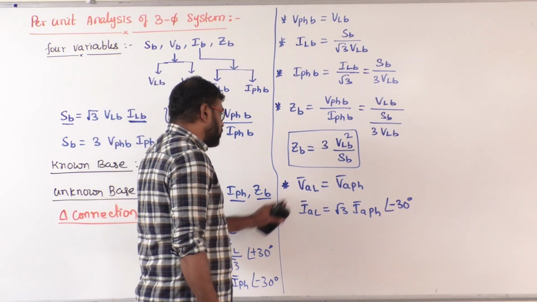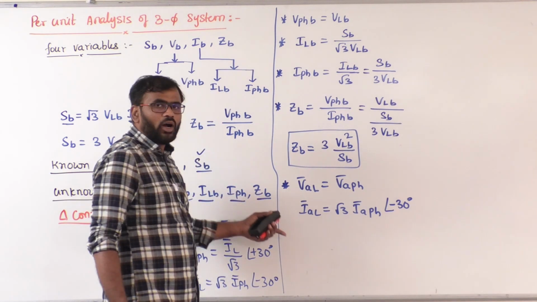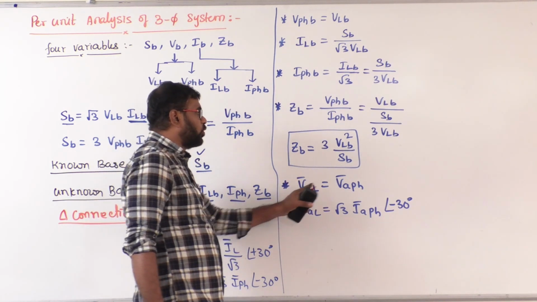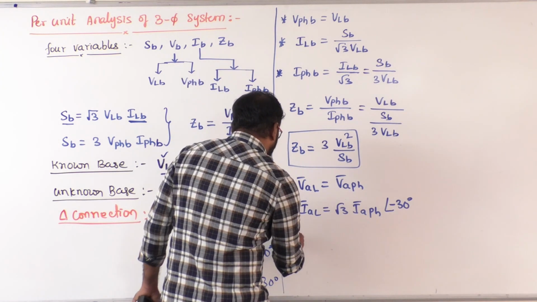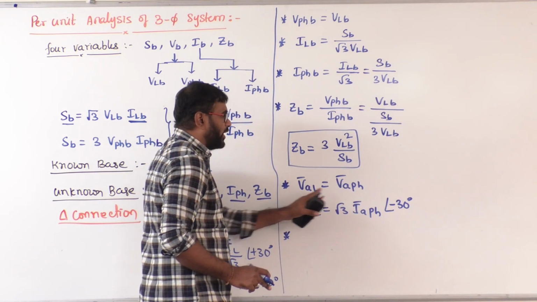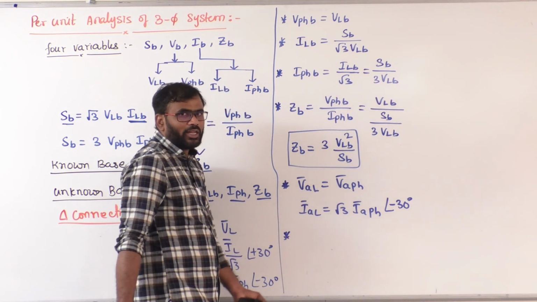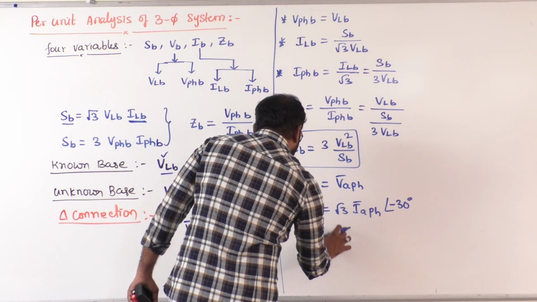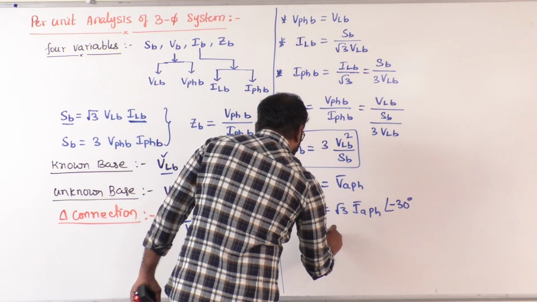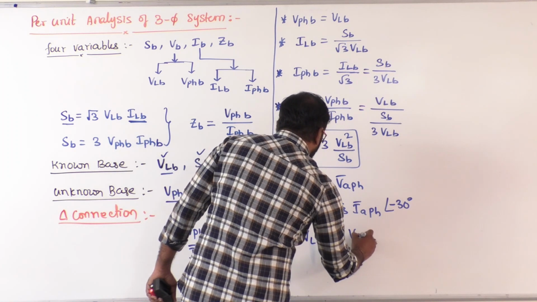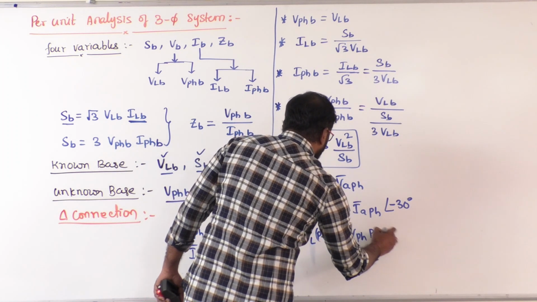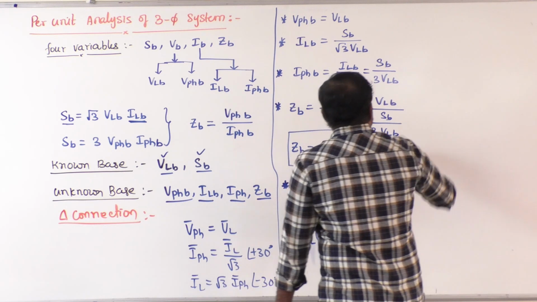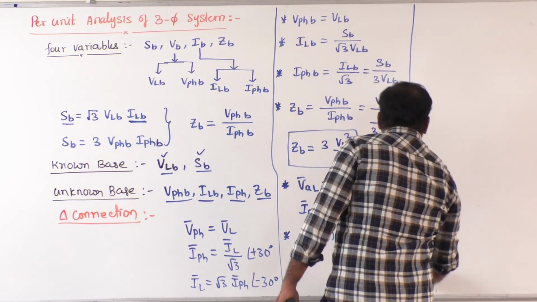Clear? So, using these relations, we need to calculate the per unit line current and per unit phase current relation, and the per unit line voltage and per unit phase voltage relation. But anyway, actual line voltage and actual phase voltage are the same. In per unit also they are the same. I don't need to prove that. So, V line per unit for delta equals V phase per unit. But what about the current relations?